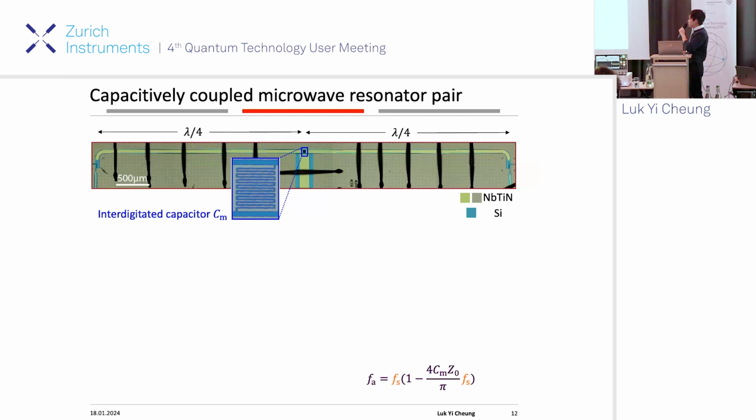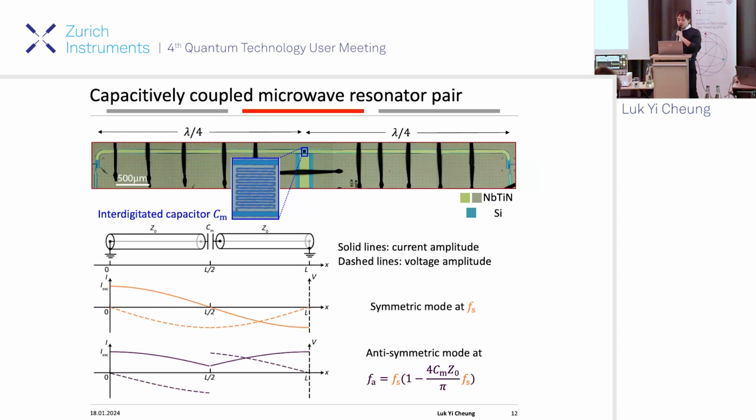To prevent the current going through the center conductor, we put this capacitor here. And it actually brings you some very interesting features. Namely, by having this capacitor in the middle, we can form two different resonating modes with different symmetries. We have the symmetric mode here. At the frequency fs, when you look at the voltage amplitude, you see it's symmetric around the coupling capacitor. That's the dashed line here.